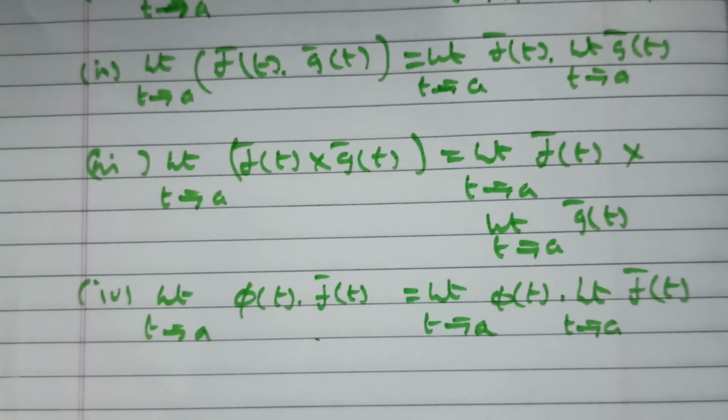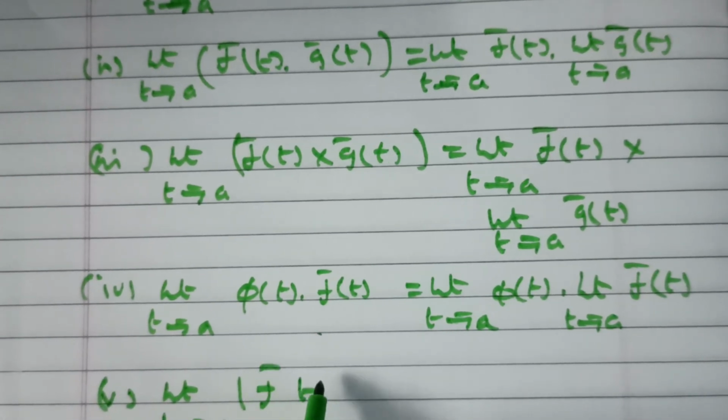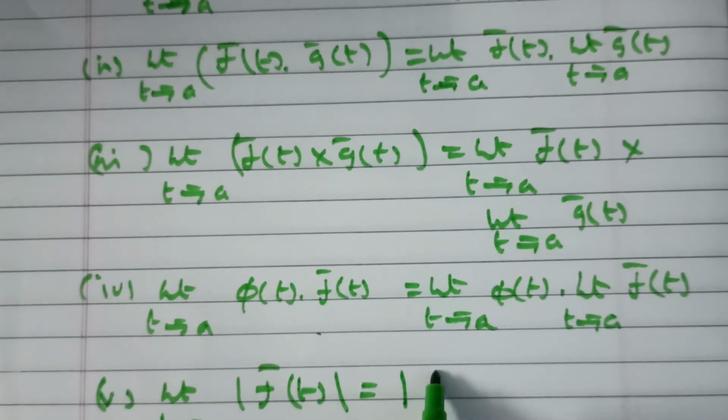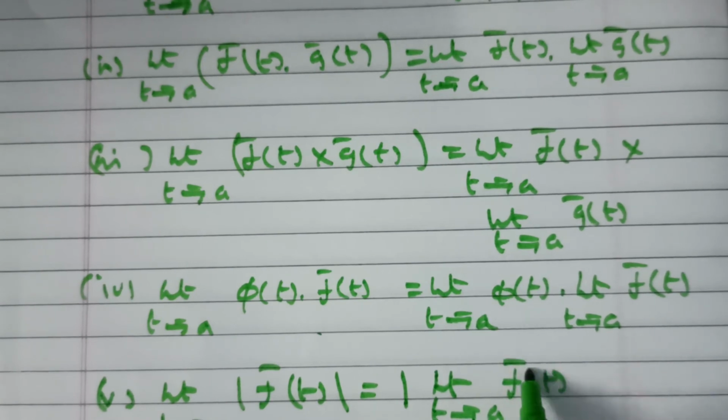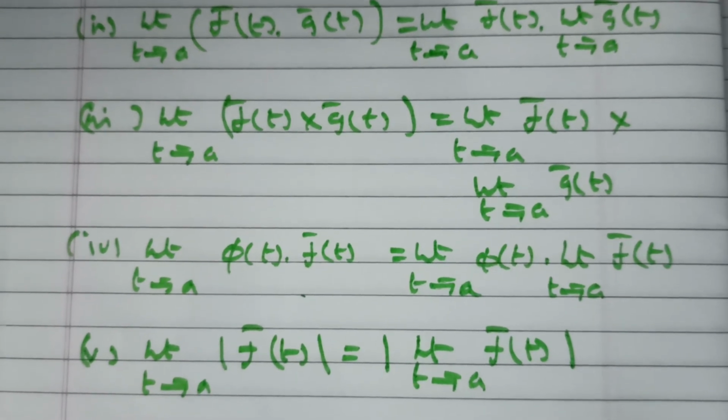Next, fifth one: limit t tends to a of mod f bar of t is equal to mod of limit t tends to a of f bar of t. As the limit is outside, for the modulus function it will be equal to the modulus of that limit function. So all these properties are true in the algebra of limits.